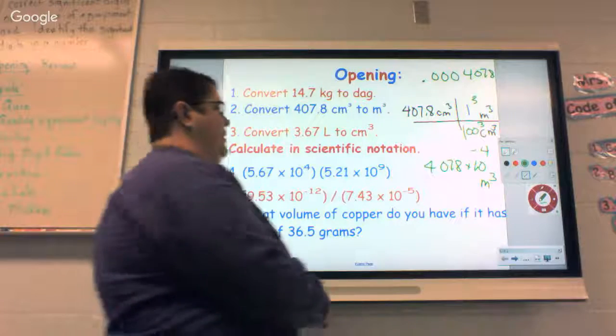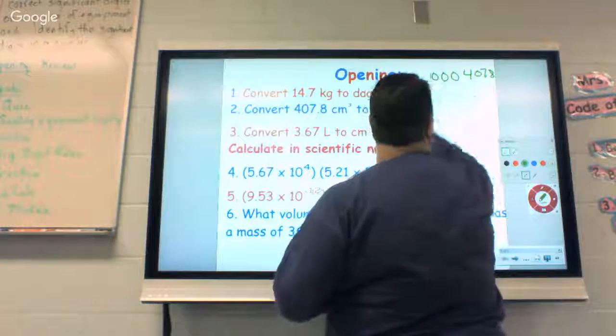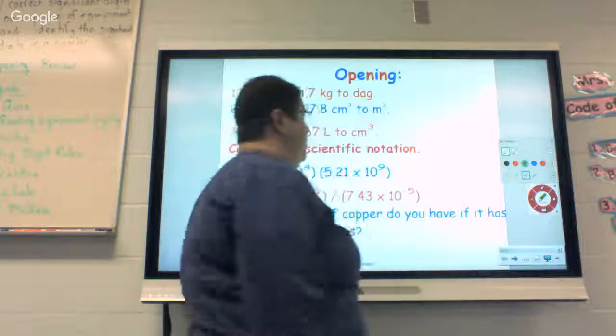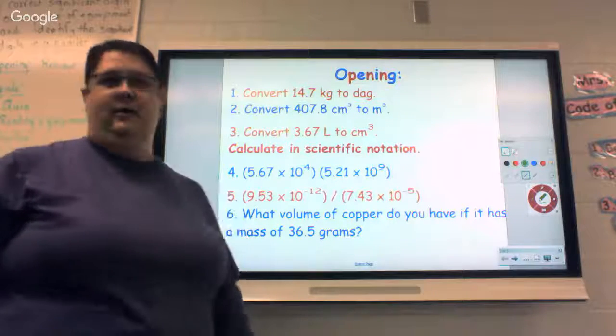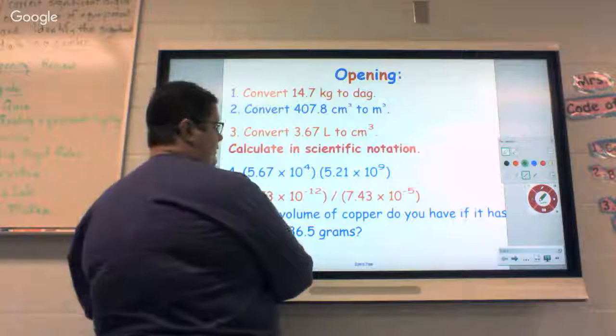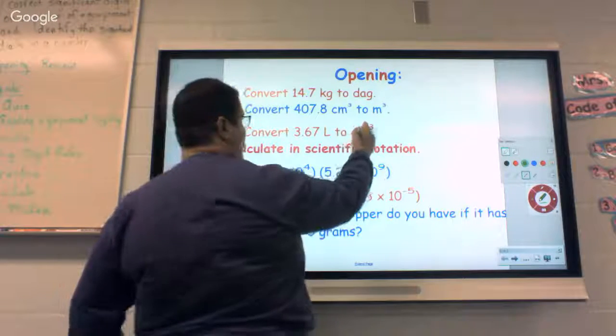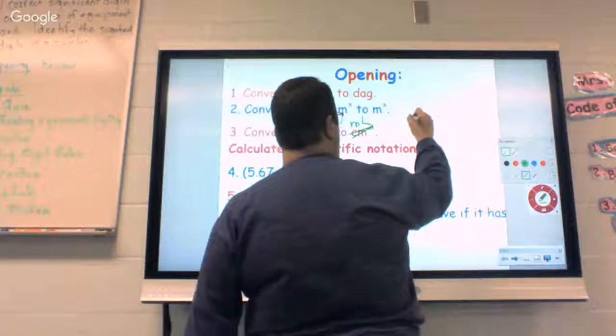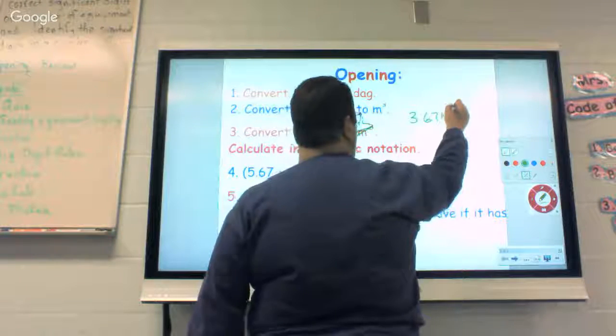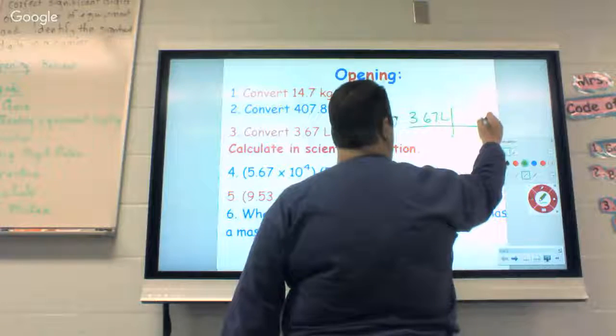What's different about number 3? Only one cube. All right. So what should stick out in our heads if you see that on the quiz? Milliliter. So which one's a milliliter? Centimeters cubed is the same as an mL. Okay? So you're saying 3.67 liter to milliliter.